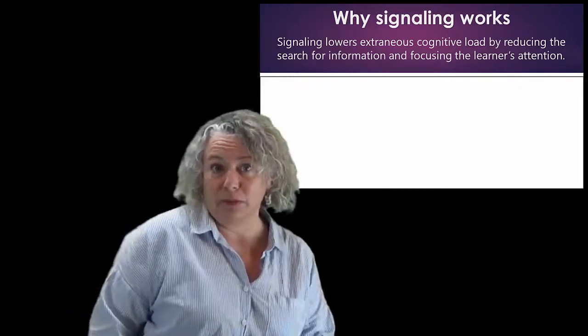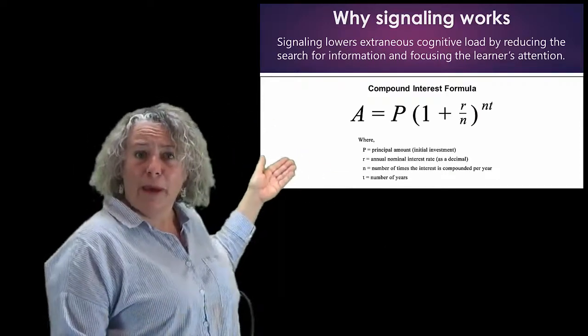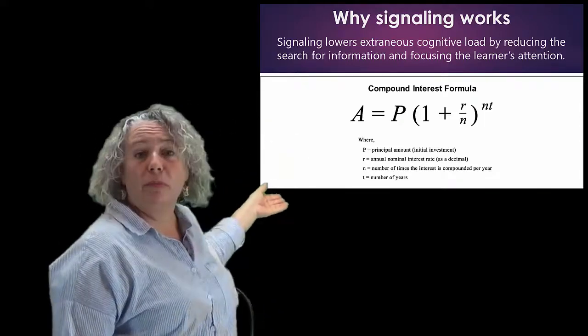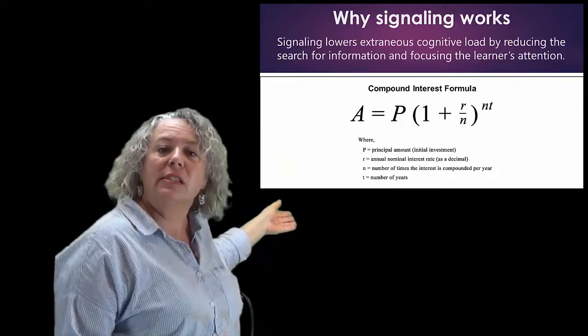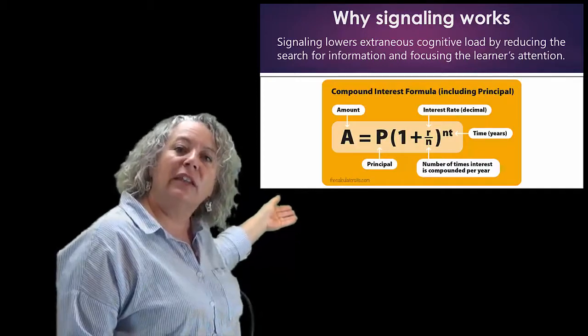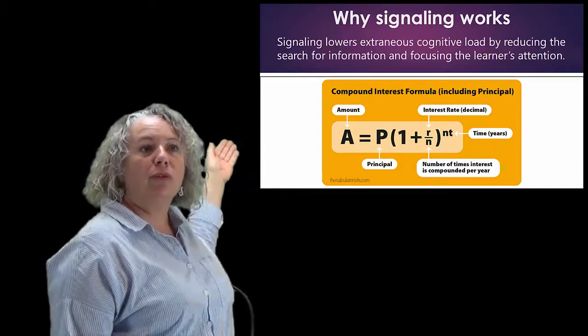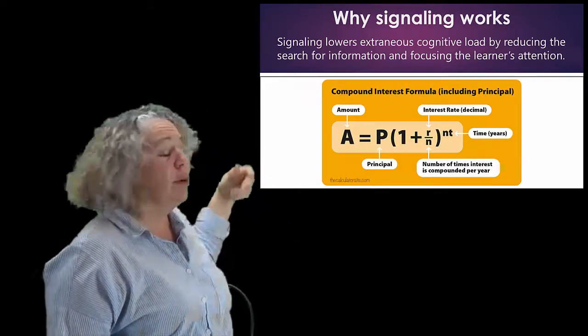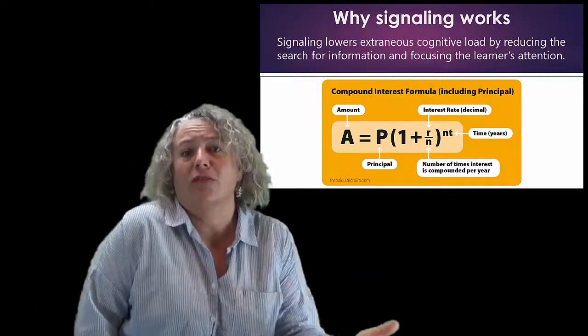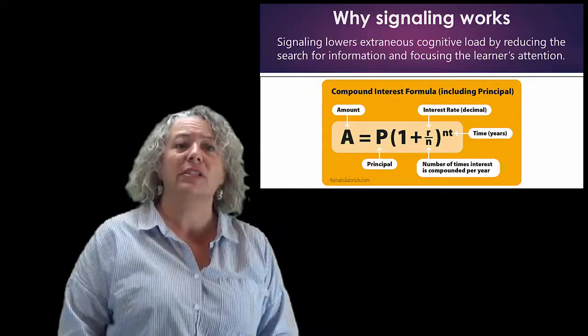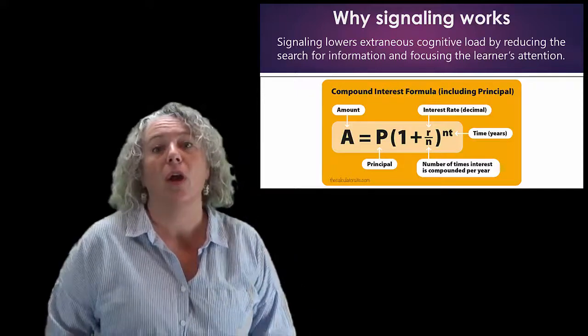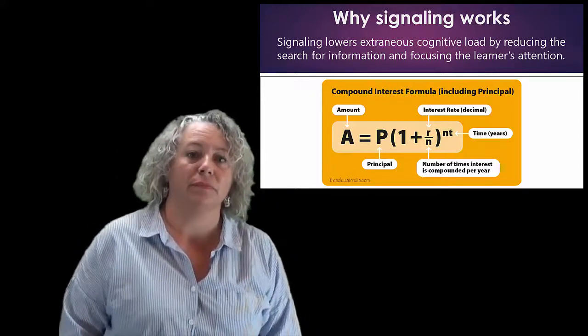Here's another example. This formula is actually not too bad. We have the formula, we have the variables right there. However, let's make it better. Let's bring a little signaling and let's cue those variables exactly right next to where they're defined in the formula. So now it's very clear to the learner what is being referenced.